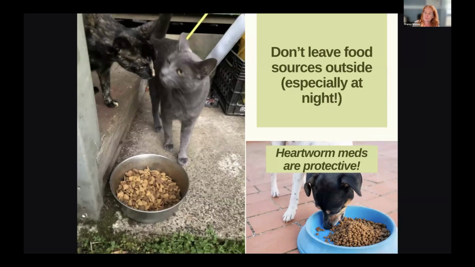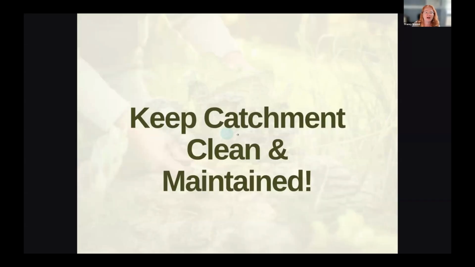So using heartworm medicine can be very protective. It doesn't mean that the dog is not going to get rat lungworm if it eats a slug, but it can really help with the recovery. So keep your heartworm meds up to date, and also don't put food outside at night, or pull those food bowls back at night so that your animals are not susceptible to accidentally eating a slug or snail.